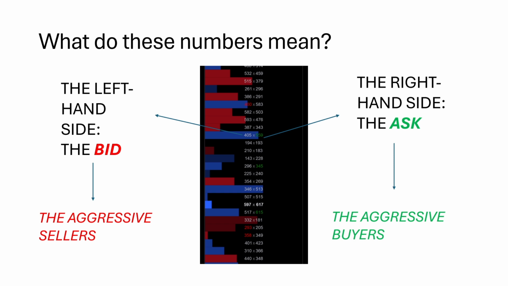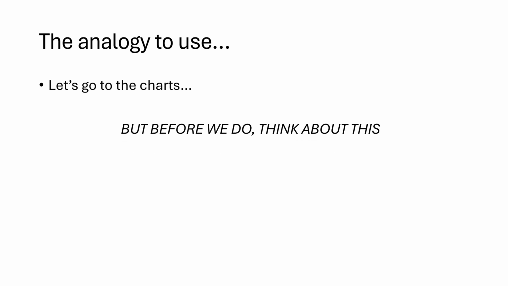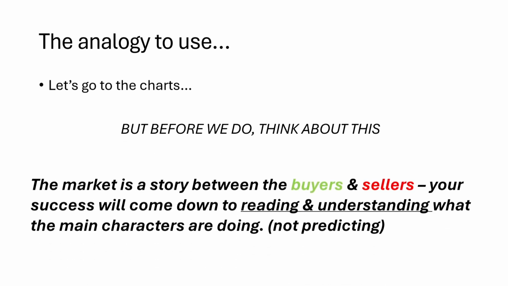So hopefully you can appreciate by now, there's no other tool, indicator, strategy, concept, EMA signal or VWAP bounce, whatever, that gives you the level of indication, especially on those lower time frames, that order flow gives you. So again, I'm going to reiterate what I said: the market is a story, nothing else. These are the main characters. The analogy I want you to use once again, before we go to the charts, is to think about this: the market is a story between buyers and sellers, and your success will simply come down to reading those buyers and sellers.